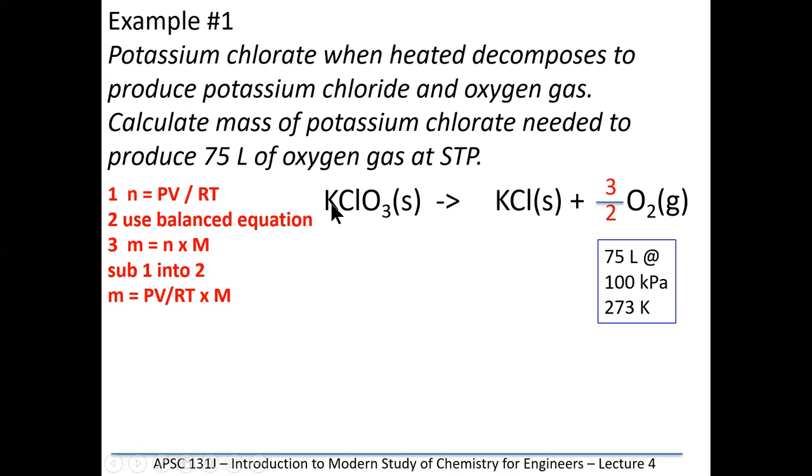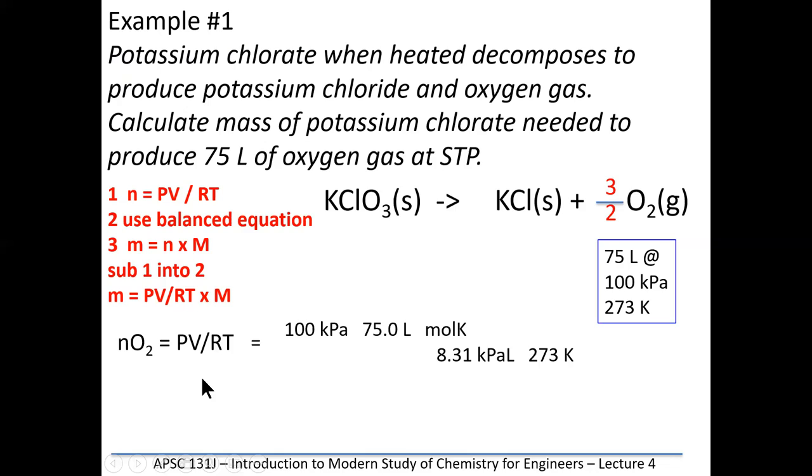So here's our given quantity, 75 liters at 100 kilopascals and 273 K. So the number of moles of oxygen is PV over RT. We're going to use the combined gas law equation, PV equals nRT. We rearrange it. So the number of moles of oxygen is the pressure, 100 kilopascals, times the volume, 75 liters. Since R is on the bottom, we're going to write 8.31. And R has units kilopascal liters per mole Kelvin. When we divide by R, we're multiplying by the reciprocal. So we flip the kilopascal liter per mole Kelvin, and we put the mole Kelvin on the top in this case. And the temperature at standard temperature and pressure is 273 Kelvin. So when we multiply it out, we get 3.304 moles of oxygen.